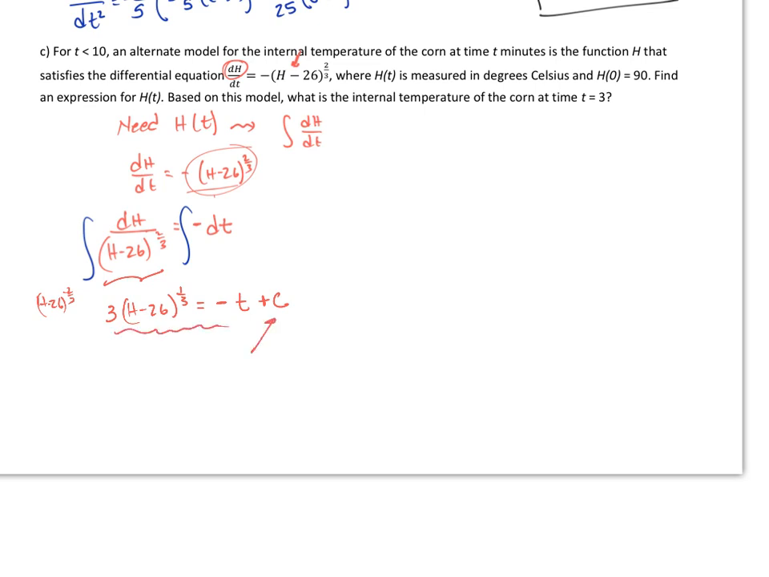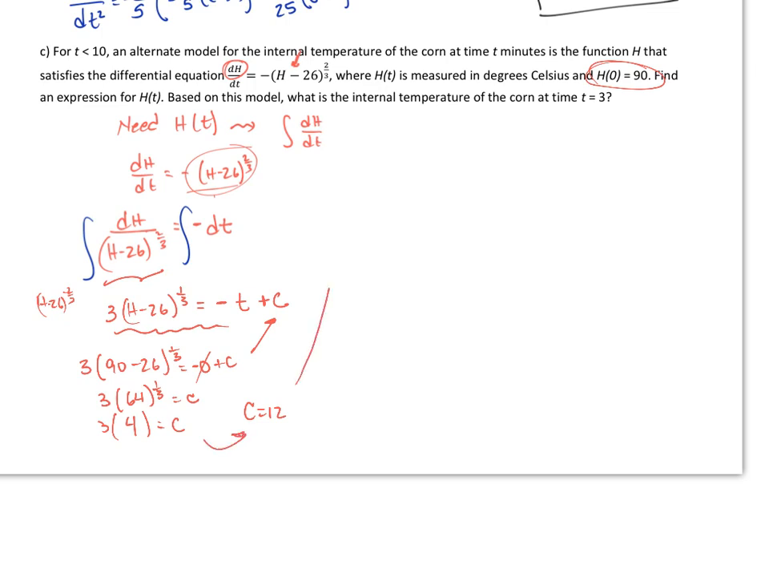And how am I going to find the constant? Well, I'm given the initial condition. When I put in 0 for the time, I get 90 for the temperature. So 3 times 90 minus 26 to the 1/3 equals 0, negative 0 plus c, so that goes away. And 90 minus 26 is 64, so 3 times 64 to the 1/3 is what c is. 64 to the 1/3 is the cube root of 64, which is simply 4. 4 times 4 is 16, times another 4 is 64. So 3 times 4 is the c, so c is going to be 12.